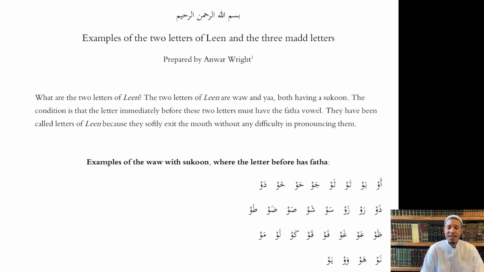But the condition is that the letter that precedes the waw with the sukoon or the ya with the sukoon must have fatha vowel. So these are known as the huruf al-Leen. Some say they're called huruf al-Leen because they exit the mouth bileen, meaning softly, with ease, without any difficulty. So we're going to start with examples of the waw with the sukoon where the letter before it has fatha.